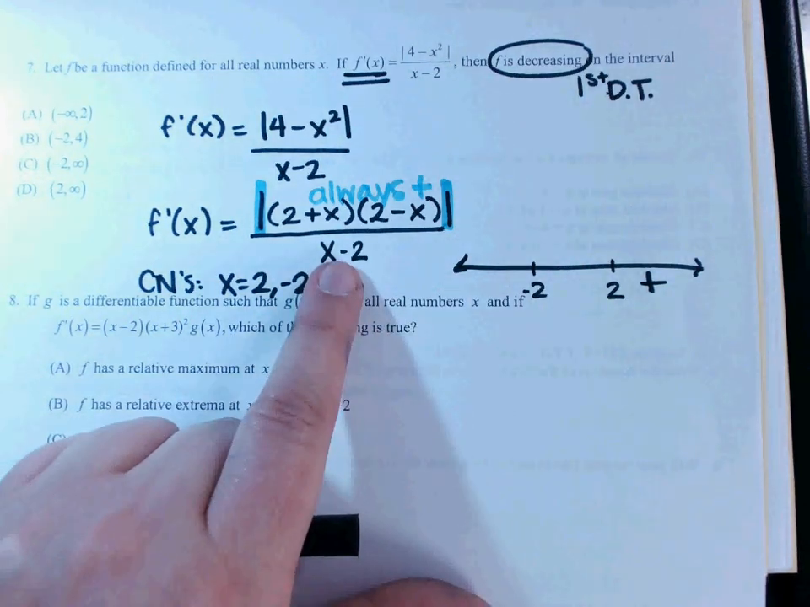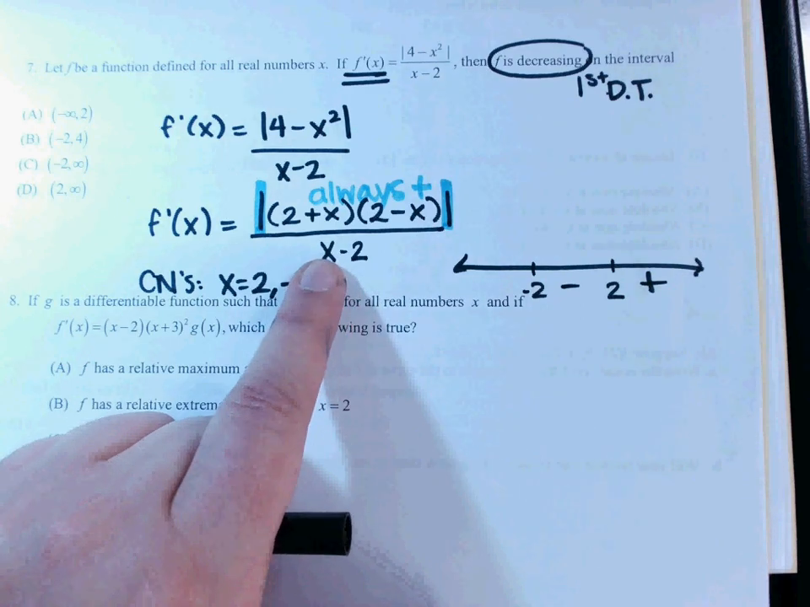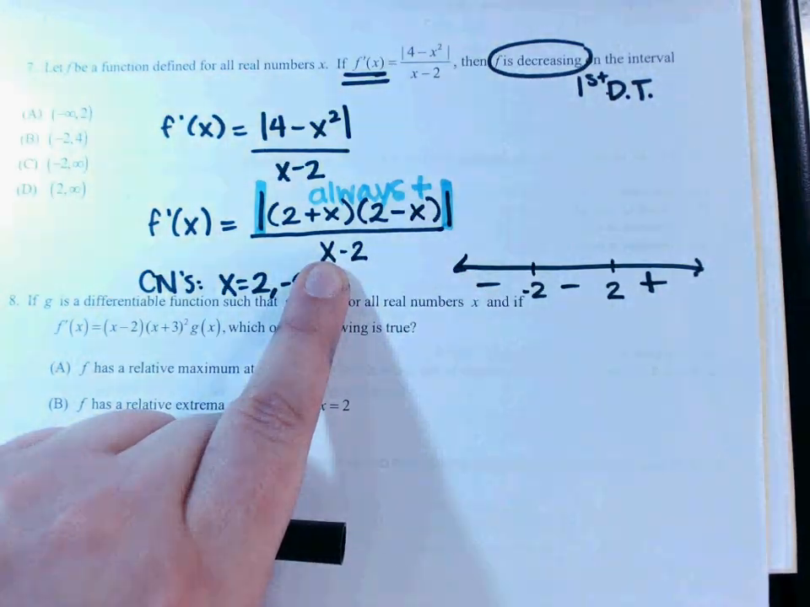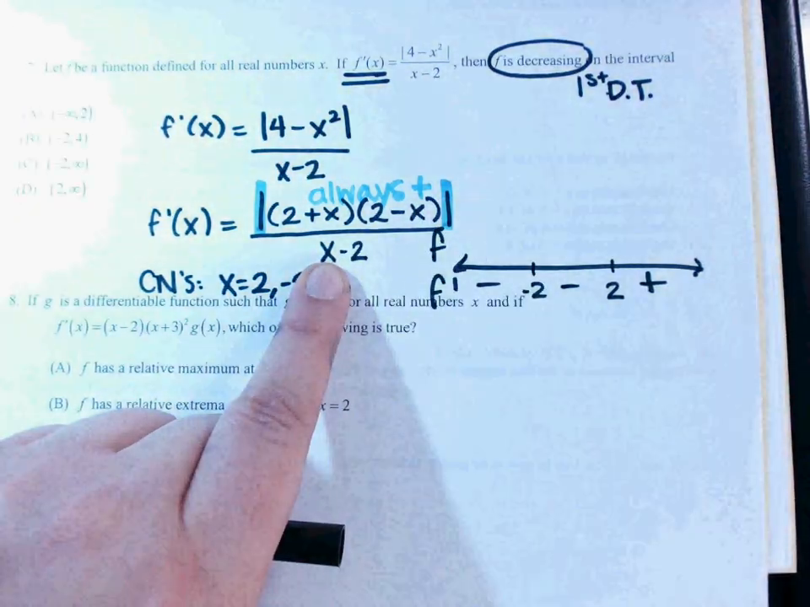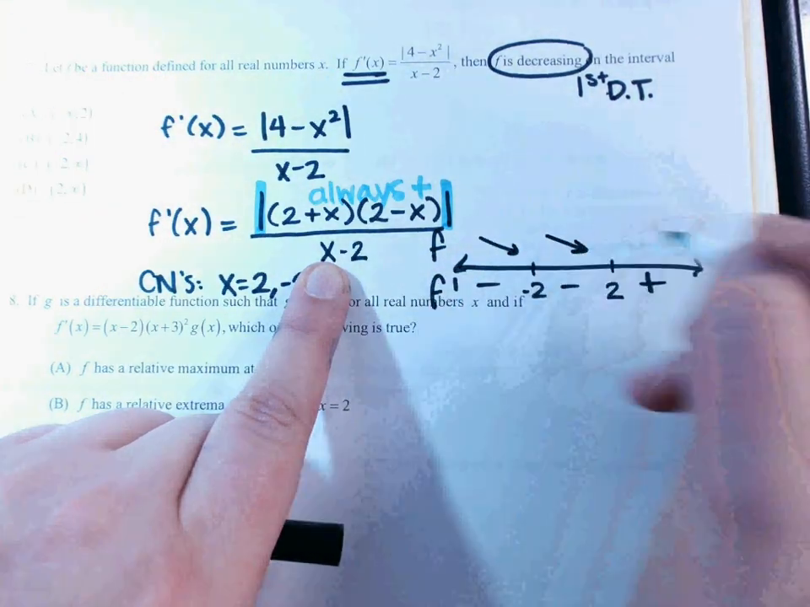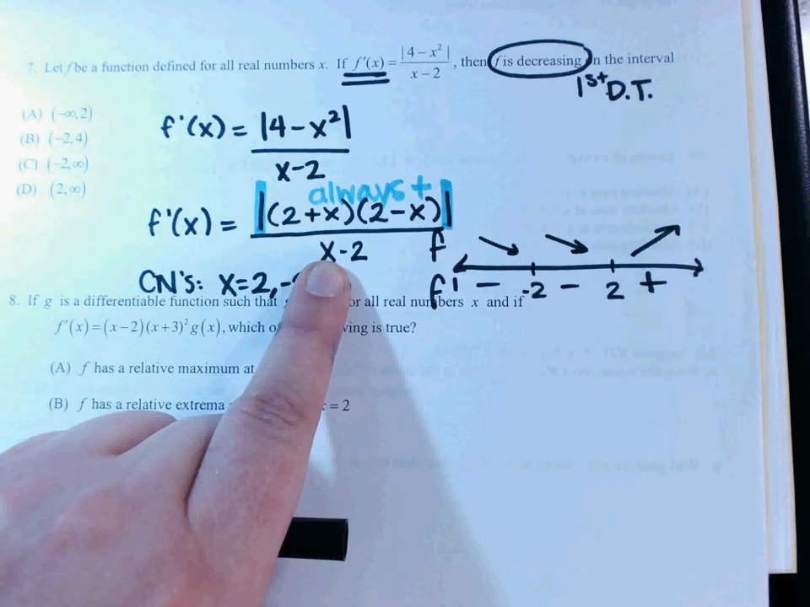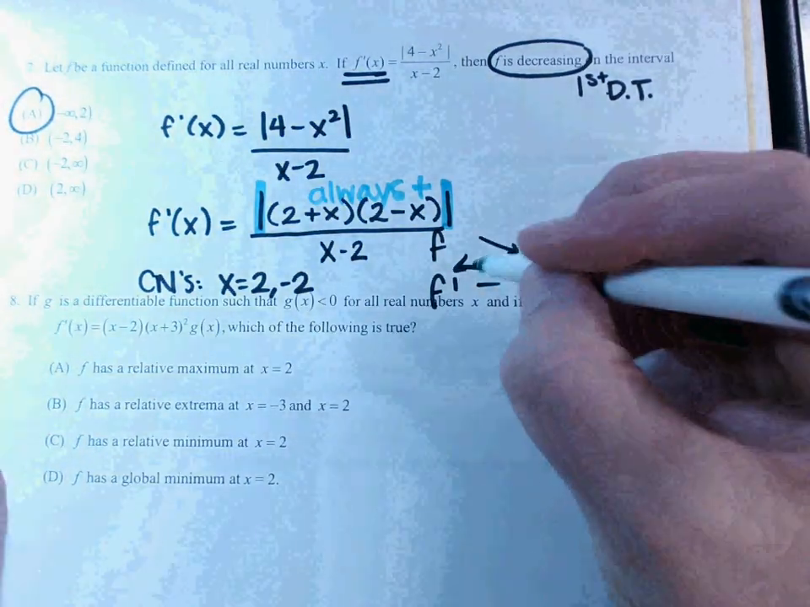In the middle, I'm going to plug in 0. What's 0 minus 2? Negative. And then if I pick maybe negative 3, negative 3 minus 2 is negative. So these are the signs of f prime. They tell us what f is doing. What was f doing? Decreasing, decreasing, increasing. So where is my graph decreasing? Which answer is going to be right? A. Good. Okay, makes sense?